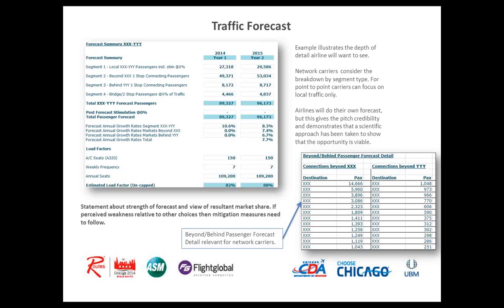So in this example, which is what you'd produce for a network carrier, traffic projections are broken down into the 4 key segments of airline bridge. And this is really projecting what they can expect to carry if they were to introduce the service that you're proposing to them, with load factors at the very bottom.